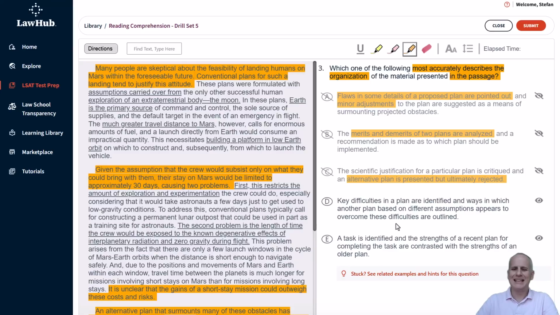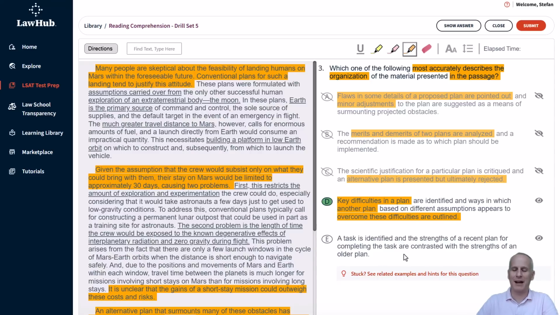Then choice D, key difficulties in a plan are identified and ways in which another plan based on different assumptions appears to overcome these difficulties are outlined. Incredibly bland, but absolutely. We have difficulties in the conventional plans. We've got another plan, and it seems to overcome those difficulties. That matches the structure pretty nicely, and we'll select D proactively at this point.